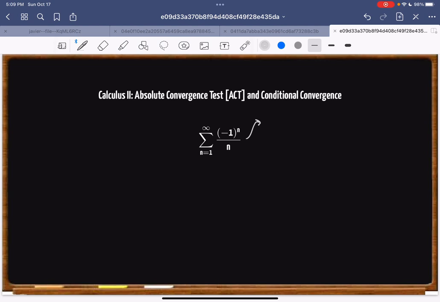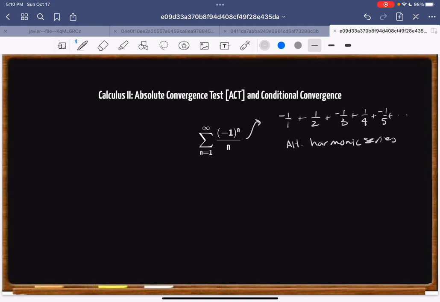It goes like this. When you plug in 1, you get -1/1. Plus, when you plug in 2, you get (-1) squared over 2, plus -1/3, plus 1/4, plus -1/5, etc., etc. That right there is called the alternating harmonic series.